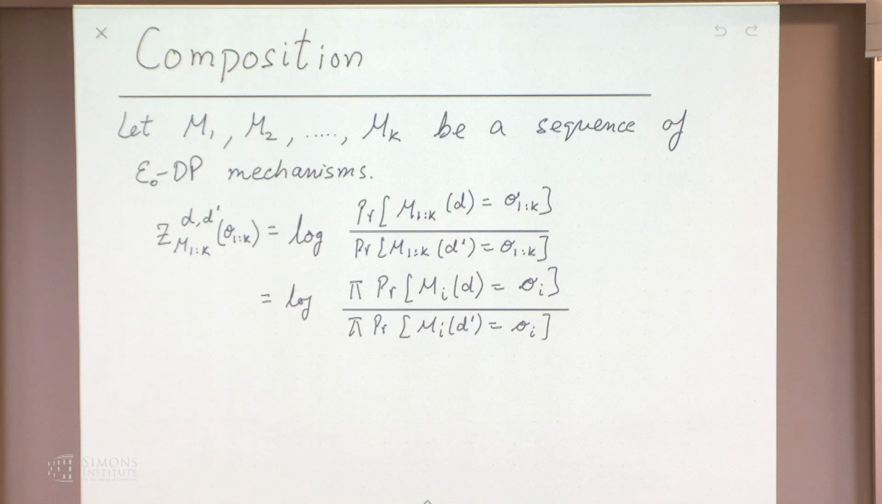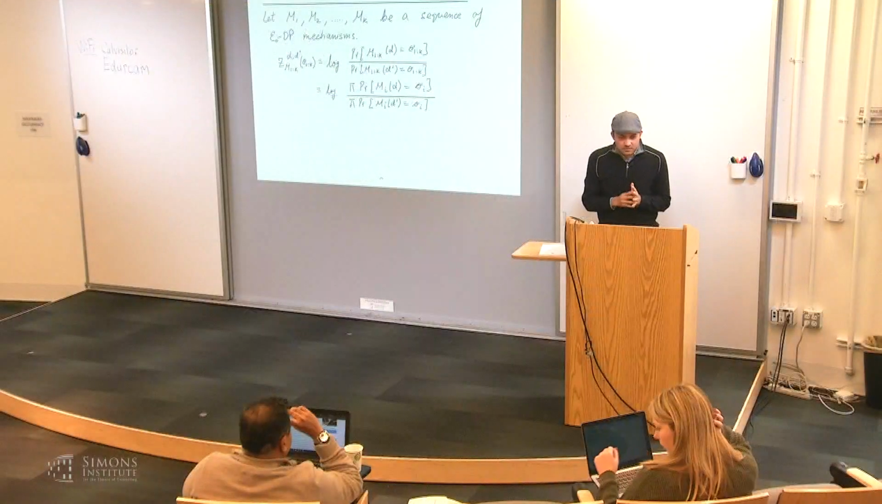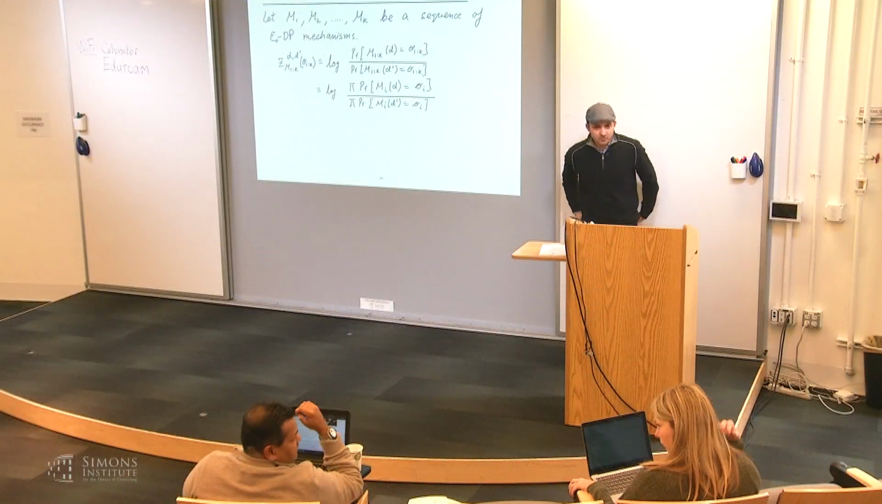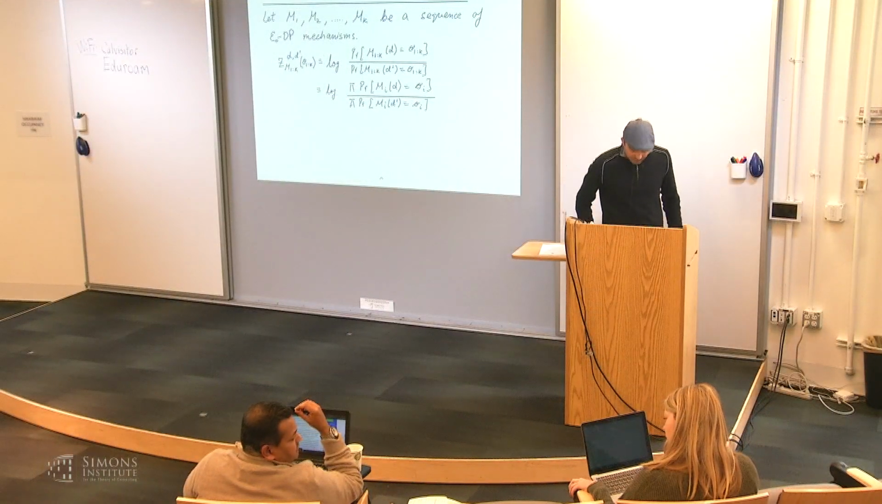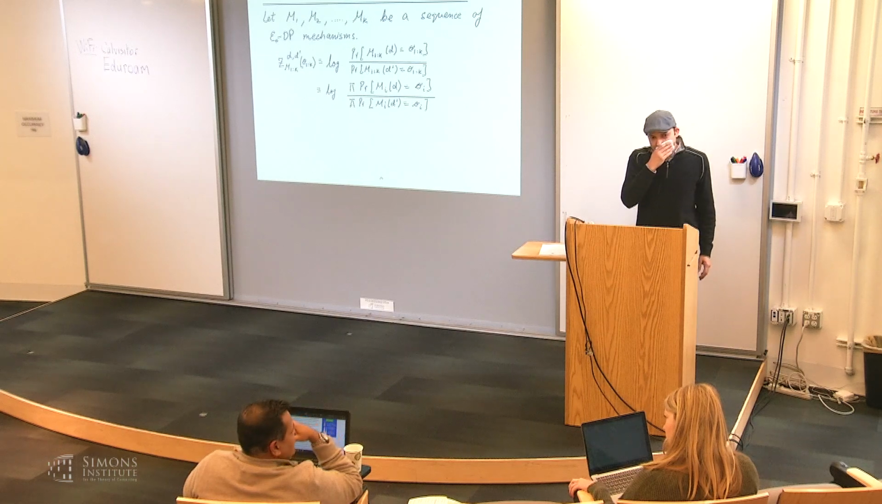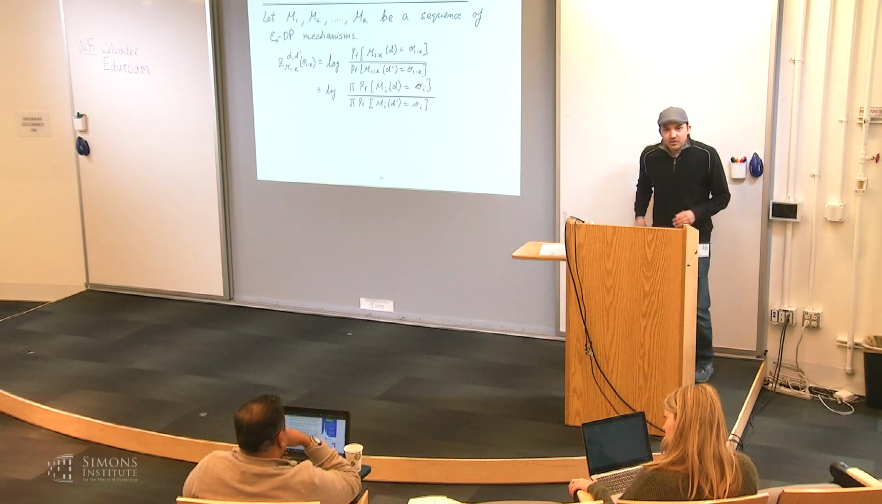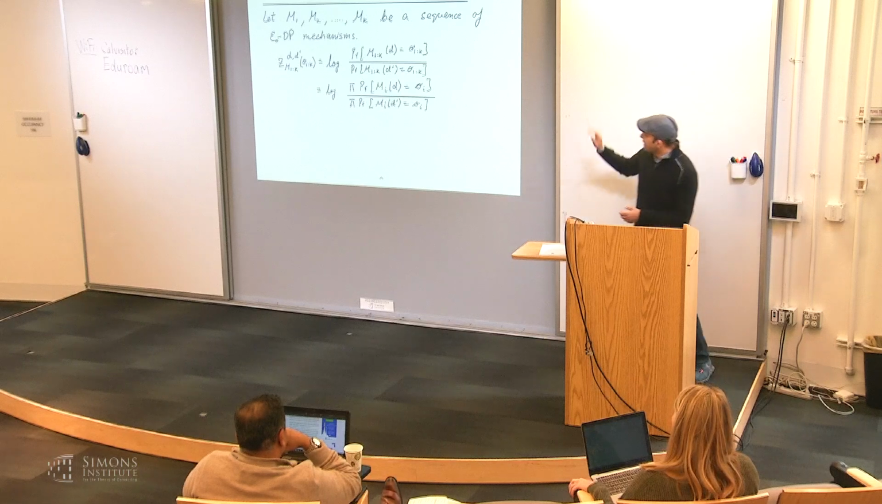Again, I'm not very sure about the independence between each mechanism. For example, let's say the mechanism is training a neural network, and each time we need to use the outcome of the previous mechanism. So you're absolutely right. I'm kind of lying here.